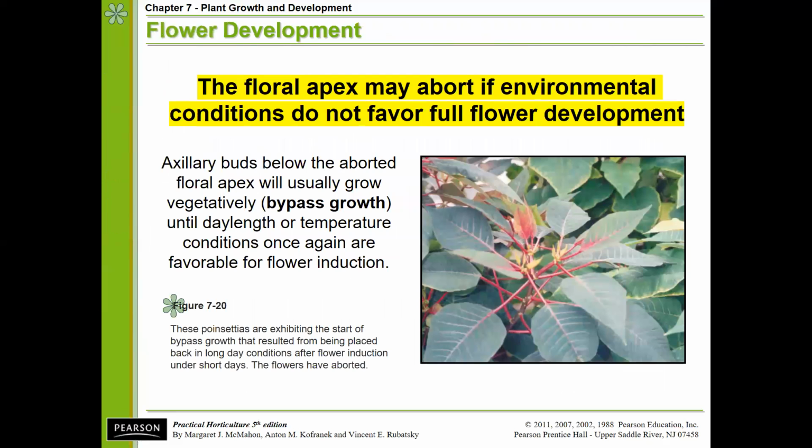We'll kind of end here on flower development. We'll talk more about seed development, etc. next week. But I just want to point this out. The floral apex, where the apical meristem is, can abort if the environmental conditions do not favor full flower development. I'm sure you guys have probably seen this before: flower buds dropping if temperature swings. We can see that here in this poinsettia. It initiated that kind of bract production, we start to see some color, but then the flowers were aborted because the photoperiod was spoiled.